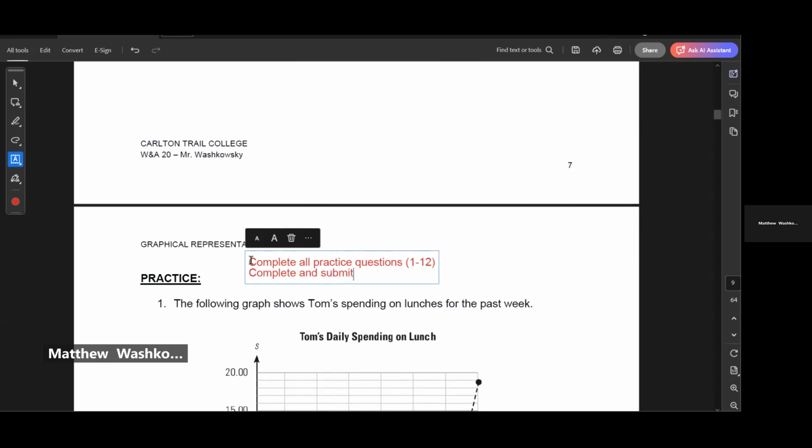Complete and submit the review questions. And you can go to this assignment on the LMS. I'm not going to ask you to do every single one, but I'm going to ask you to submit 1 or 2 really good examples of a graph. There will be more details on the LMS.